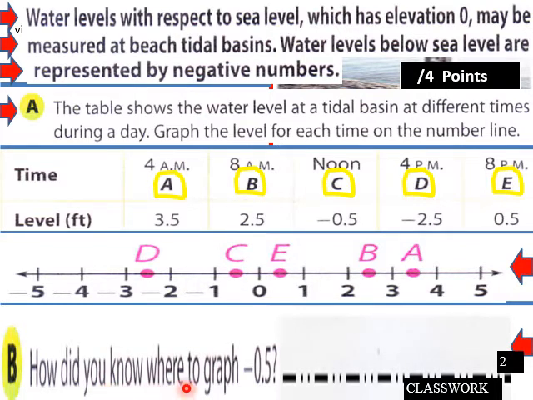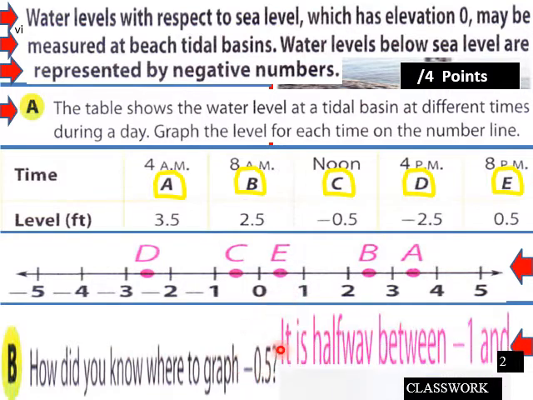How do you know where to graph negative 0.5? It is halfway between negative 1 and 0. Wait a minute, where's negative 0.5? Yeah, it's right here. This is negative 1, and then this is 0, so it'll be right there. It'll be between negative 1 and 0. Yeah, we got it.